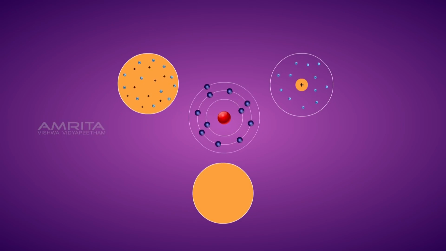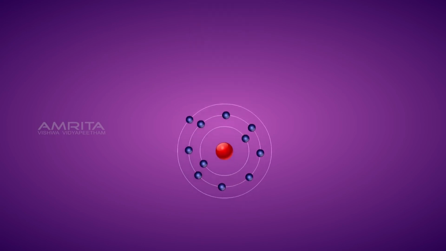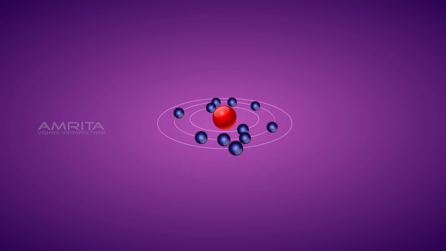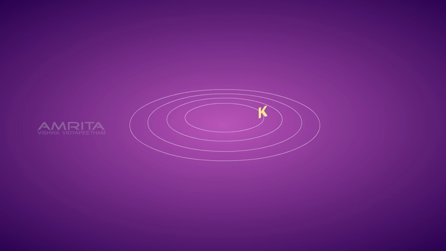To overcome the objections against Rutherford's model of atom, Niels Bohr in 1913 proposed a new atom model. What does this model propose? It first proposes that electrons revolve around the nucleus in specific orbits, and these orbits are associated with definite energies and are called shells or energy levels. These orbits or shells are represented by the letters K, L, M, N.